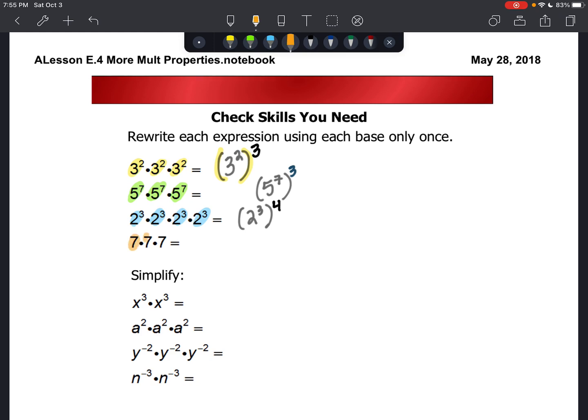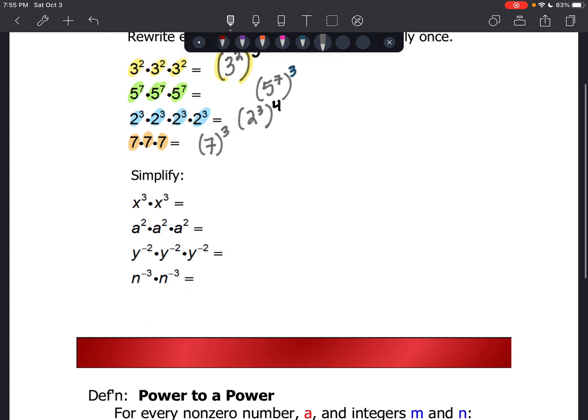And our last one, what is our base? Our base is 7, and we're multiplying 7 times itself 3 times. So notice how I kept writing the base in parentheses, and I'm going to continue to do that. x cubed times x cubed. That would be x to the 6th power.